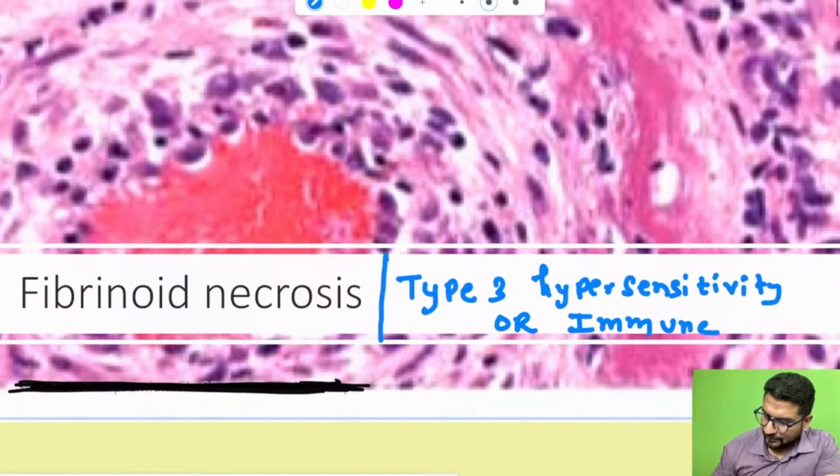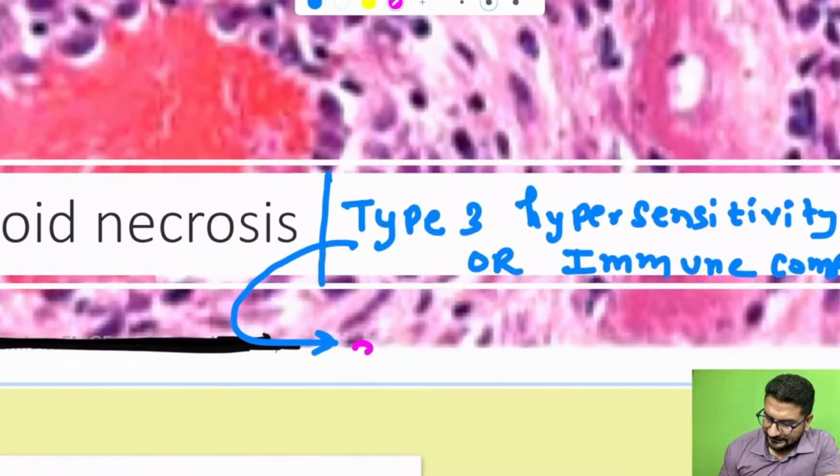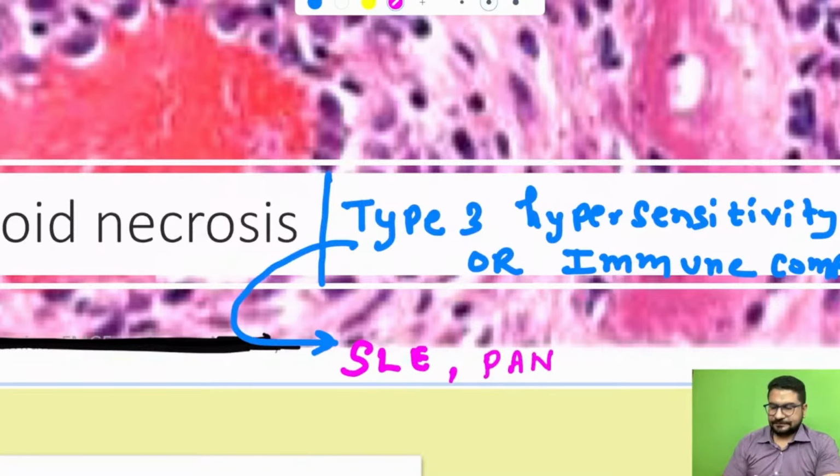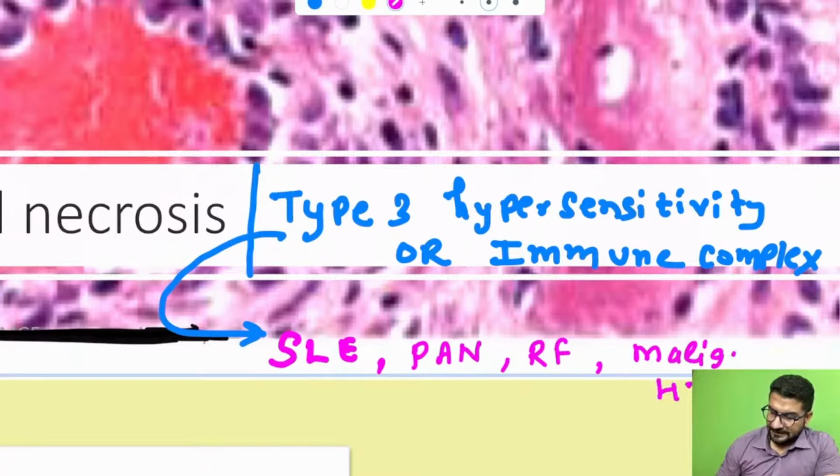तो जहाँ पर immune complex बनेगा, wherever you will see immune complex formation, you will see this type of necrosis. So type 3 or fibrinoid necrosis, where you will see this, in a patient with SLE. You can see this in a patient. और कहीं मिलेगा anyone? With PAN. PAN means polyarteritis nodosa. You can see fibrinoid necrosis in rheumatic fever. And the last one which you have to remember, you can see this in a patient with malignant hypertension.